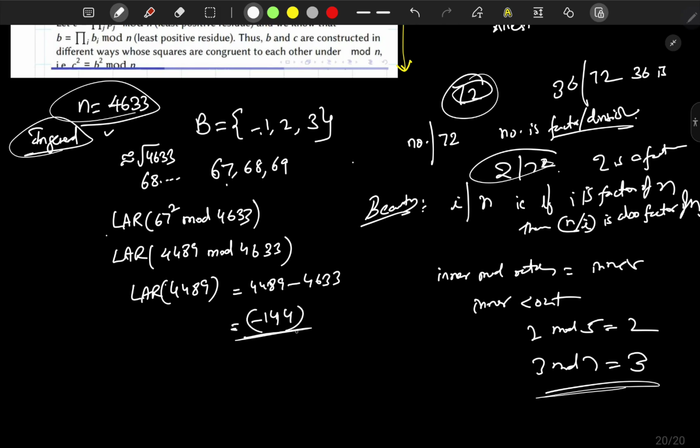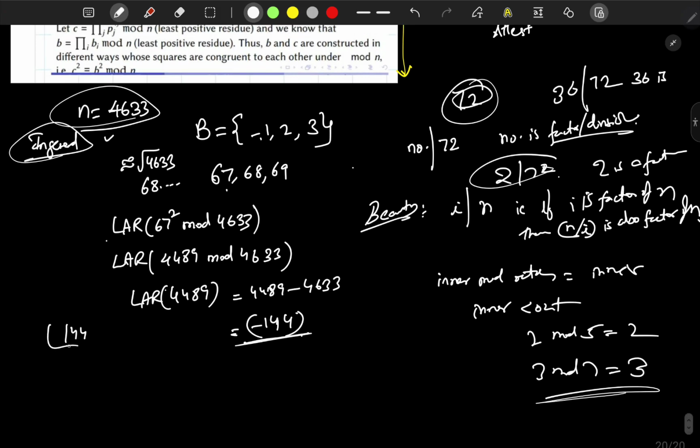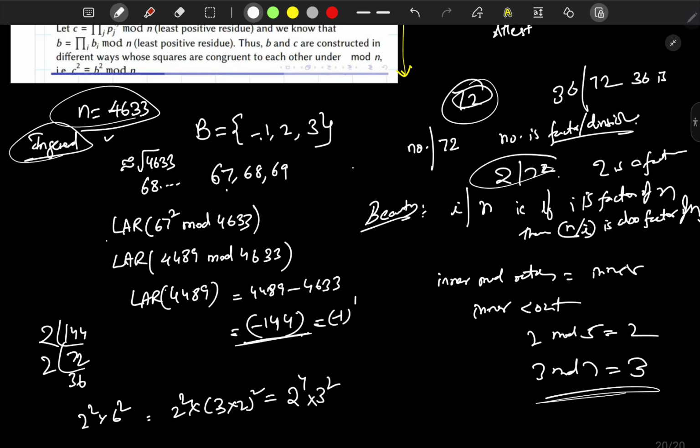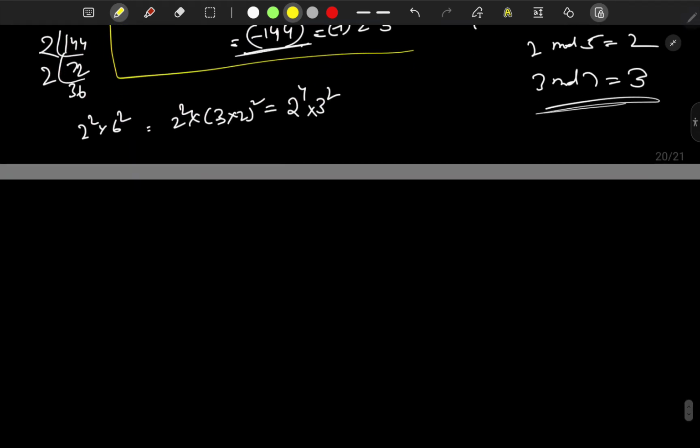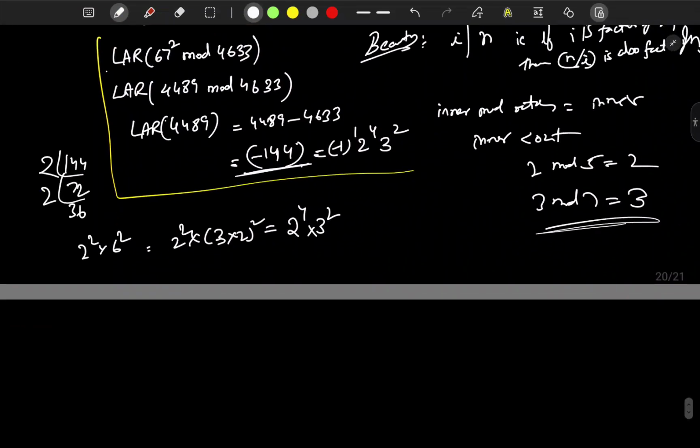Now check whether minus 144 can be factorized in these factors or not. How to do it? 144, how much? 72, 36. So 2 square into 6 square, 2 square into 3 into 2 whole square, 2 power 4 into 3 square. So minus 1 whole power 1, 2 power 4 into 3 square. Initially we assumed 67 is a B number, and now I have proved that yes, 67 is a B number. We can happily consider it.